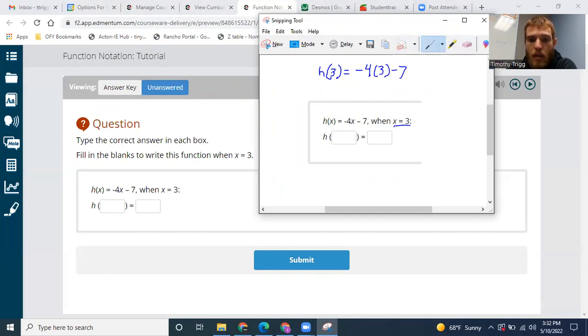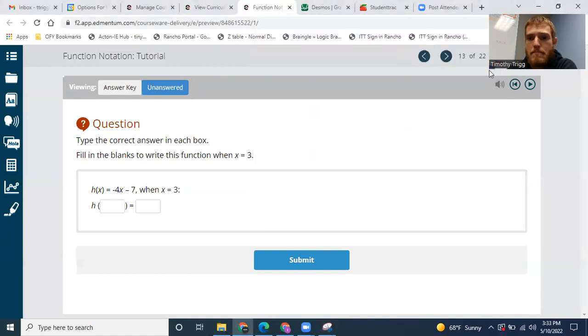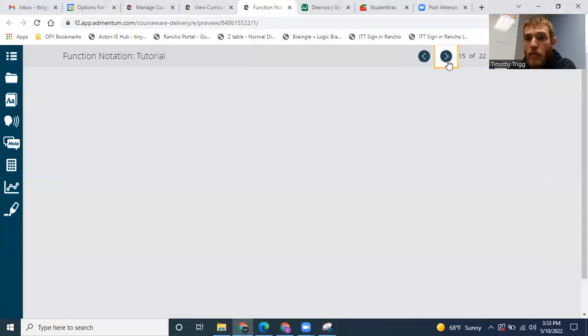Now, you read this, by the way, as h of 3, meaning the output of h when the input is 3. -4 times 3 is -12. -12 minus 7 is -19. So we would say h of 3 is -19. Make sure to plug that in there. And moving along.